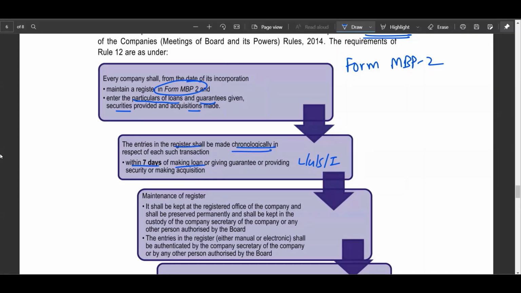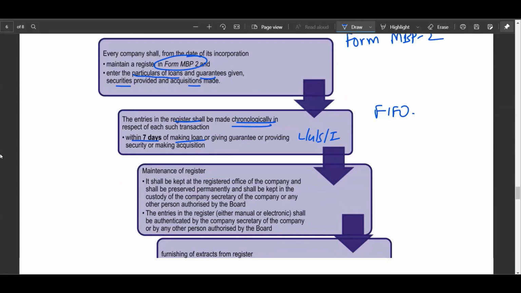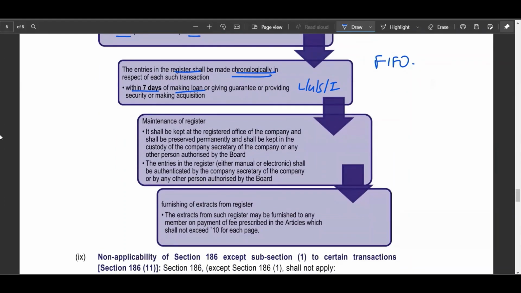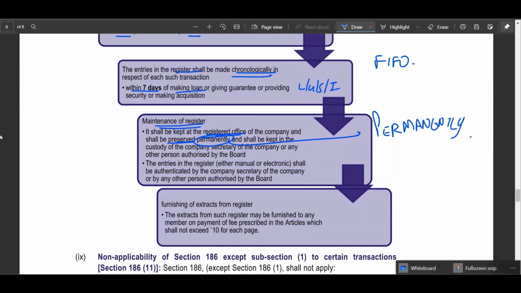All right, so pehle FIFO basis basically, first in, first out. And the register shall be kept at the registered office of the company and shall be preserved permanently. Remember that koi time limit nahi given, it is to be preserved permanently. And it should be in the custody of the company secretary or any other person authorized by the board. The entries in the register shall be authenticated by the company secretary or the company, and the extracts can be furnished at the rate of not more than 10 rupees per page.